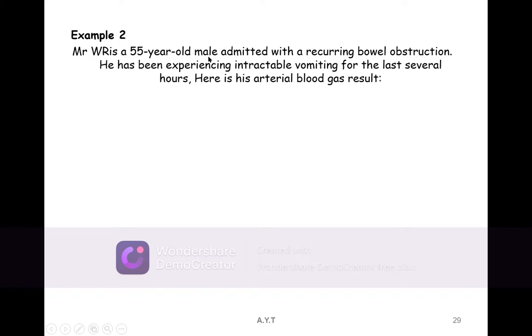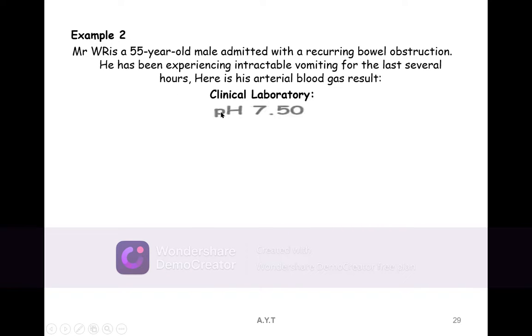respiratory acidosis. Another example is Mr. WR, a 45-year-old male admitted with a recurring bowel obstruction. So an intestinal problem is there. He has been experiencing intractable vomiting. Vomiting means you vomit hydrochloric acid, so hydrogen is going out of the blood, for several hours. Here is the arterial gas result.